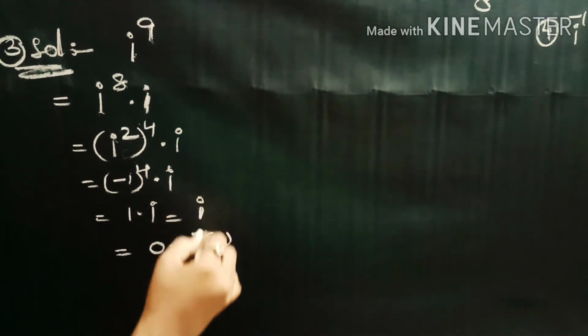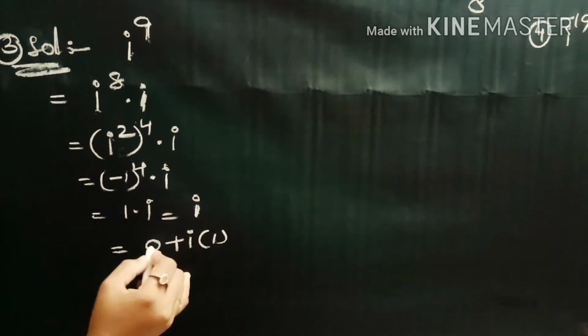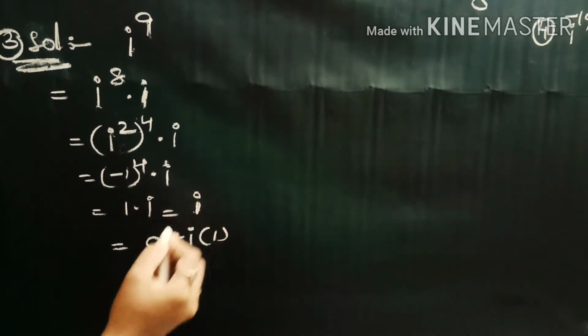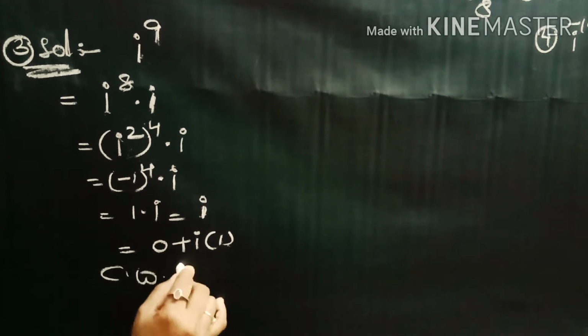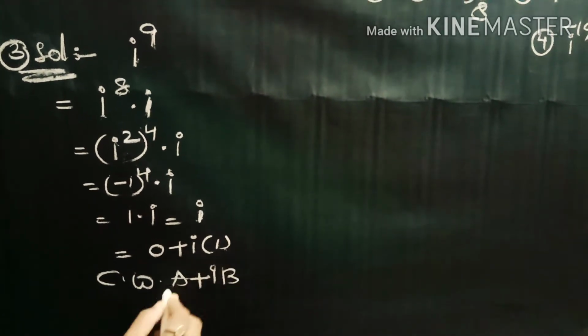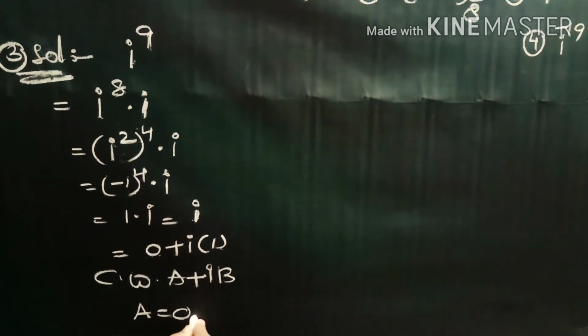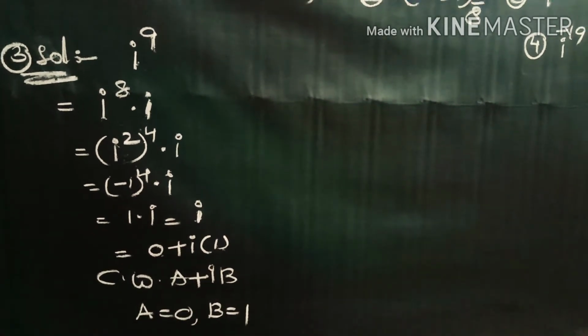So i means it has only imaginary part. For the real part, there is no real part here. So that's why you take 0 here, 0 plus i into i. Now we compare this complex number with a plus ib. Then what are the values of a comma b? a is equal to 0 and b is equal to 1.